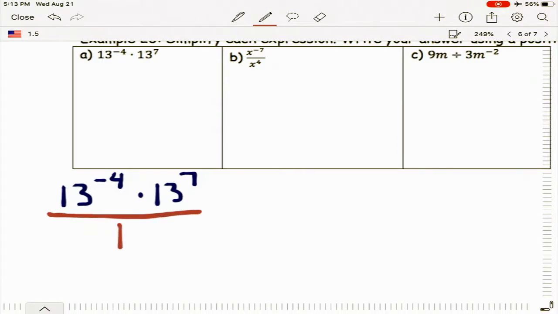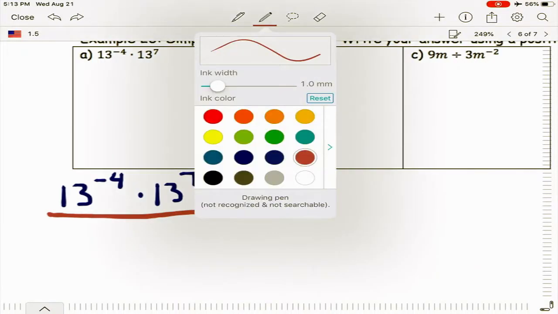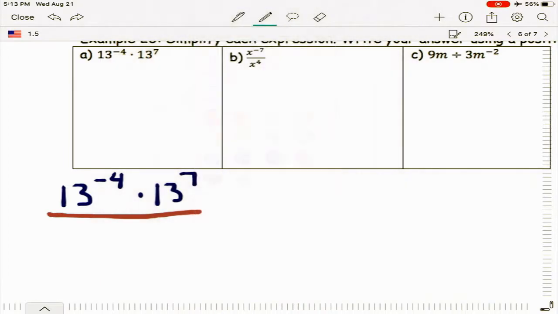You can put the 1 here if you want, but you don't have to, right? Once again, the 1 could be invisible. So I think for a lot of you, I wouldn't even put the 1. My next step would be to convert the negative exponent to a positive exponent. So you see how you have the 13 to the negative 4? I don't want to deal with negative 4. I want to deal with a positive 4. It is easier to deal with positive exponents than negative.